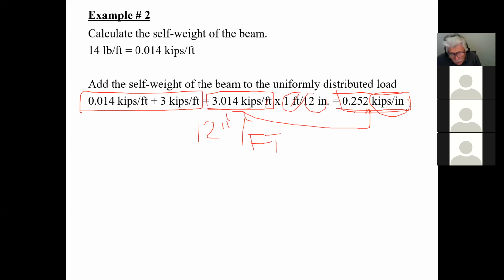So that's the thing about imperial. As opposed to metric, where you have kilonewton per meter is the same as newtons per millimeter, but kips per foot is not the same as kips per inch, because there's 12 inches in a foot. So keep that in mind.